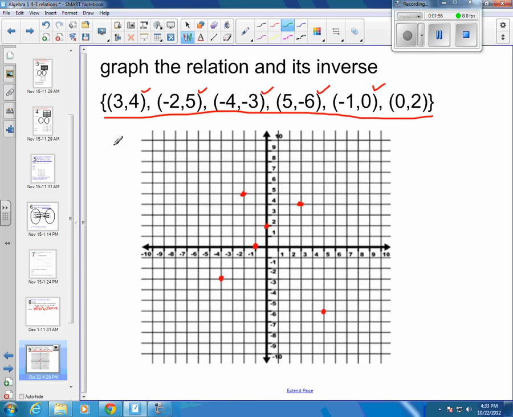Now we're going to take this and graph the inverse. So 3, 4 becomes 4, 3. So 4, 3 goes over 4, up 3. And -2, 5 becomes 5, -2. So I'm going to go forward 5 and down 2. And then -4, -3 becomes -3, -4. So -3, -4 is back 3 and down 4.